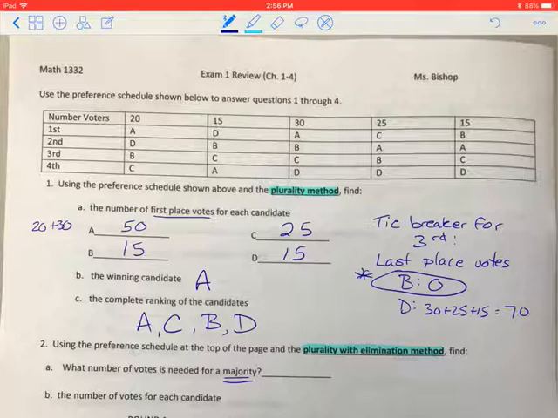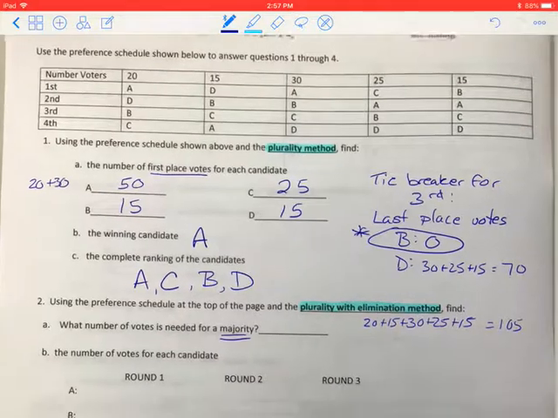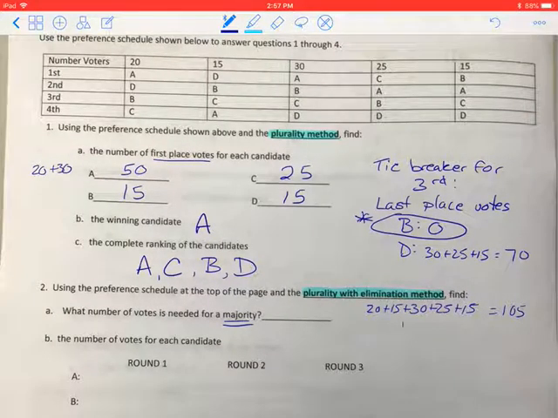So if I add up all of the votes, I've got 20, 15, 30, 25, and 15. If I add all those together, it comes out to be 105. So in order to get a majority, it has to be more than half. So if I halve that, I get 52.5. So I need to round that up. So I have to keep going until I get 53 votes.